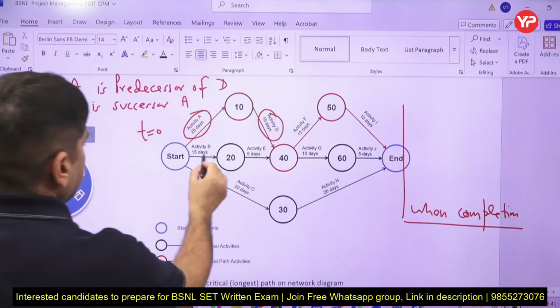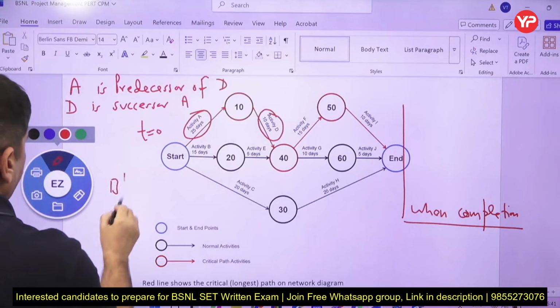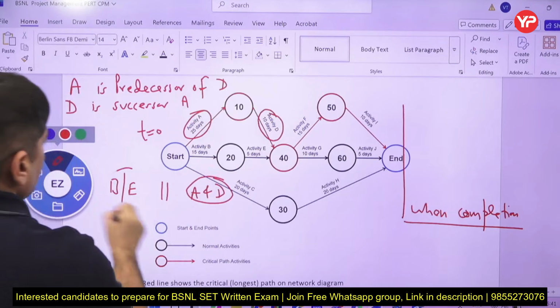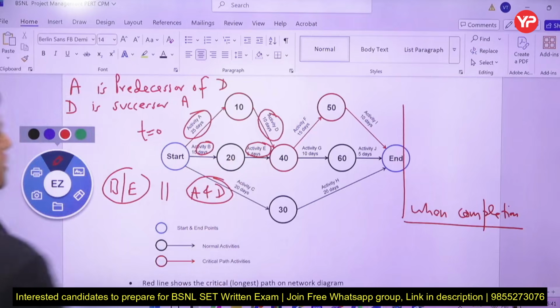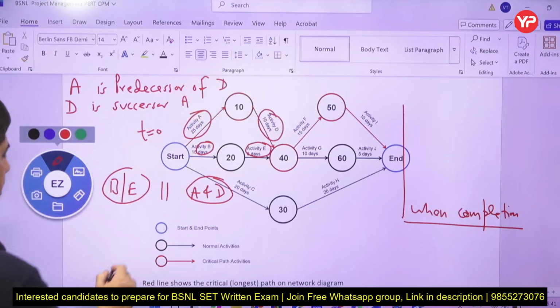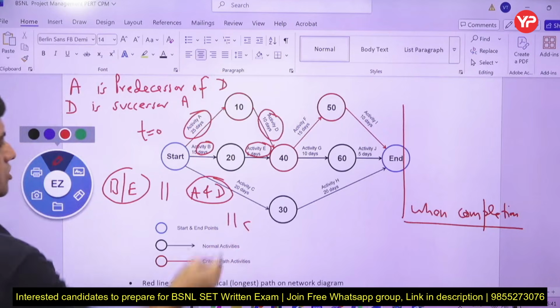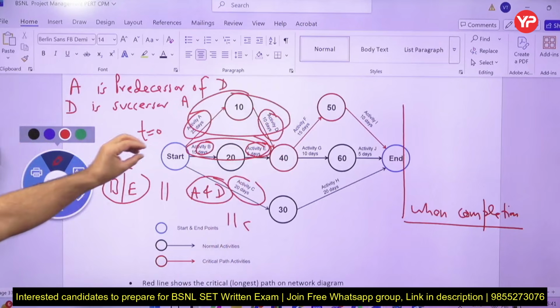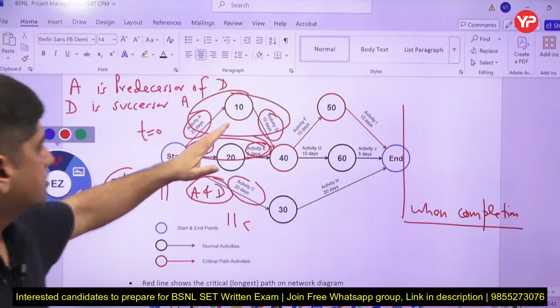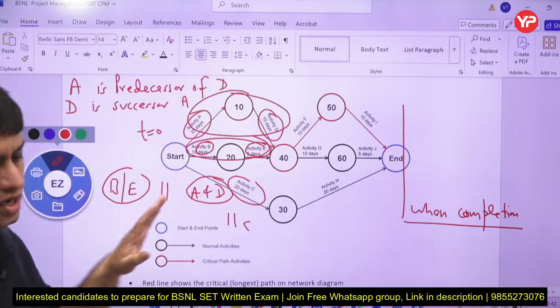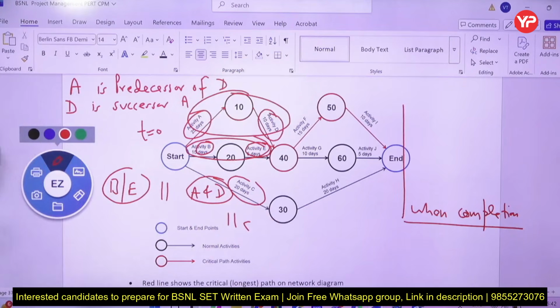But when we say B and E, so B and E are parallel to A and D. तो आप देखोगे ये जो एक्टिविटी B and E है ये पैरेलल हो रही हैं. These are parallel going, this is parallel going, C is also parallel. So this is further parallel to C. So as you can see from starting point there are three paths, A, B, C. So three activities emerge from initial node, which is starting node.